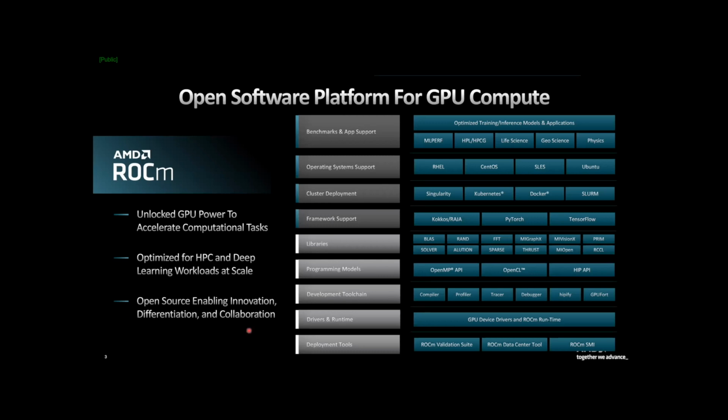So about the ROCm, if you have worked with ROCm or even tried to install it, you can see that it's constituted by many components. So it's not something like a simple one thing. So if we go from down, you can see that we have deployment tools, a validation suite to see that ROCm passes some tests, some ROCm data center tool, the ROCm SMI to see the GPUs, and then the drivers, development toolchain with compiler, profiler, tracer, debugger, HIPFort, and we'll talk a lot about the HIP API.